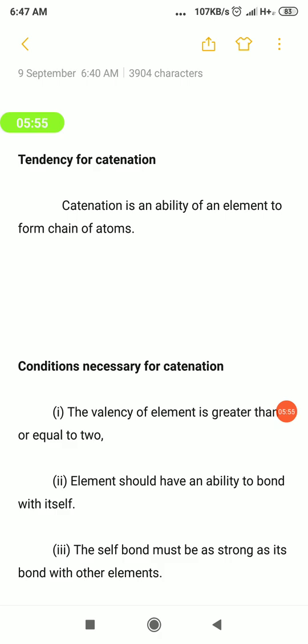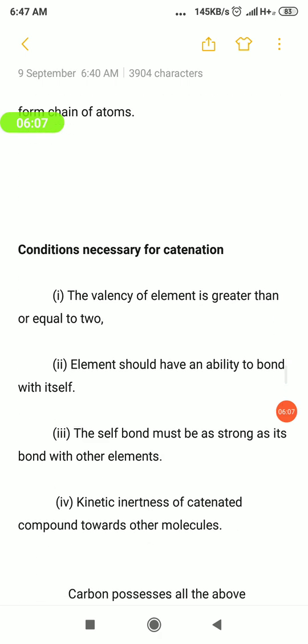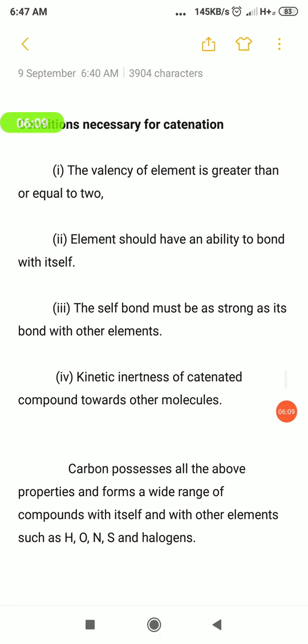Okay, and there are a few conditions given for catenation. I think this we have studied in 11th standard itself. In the organic chemistry part we have studied what is catenation and what are the conditions necessary for catenation. There are 4 conditions given. The first condition is the valency of the element is greater than or equal to 2.